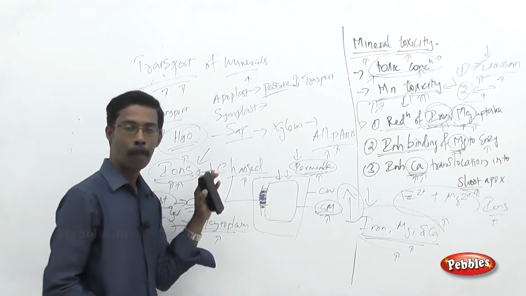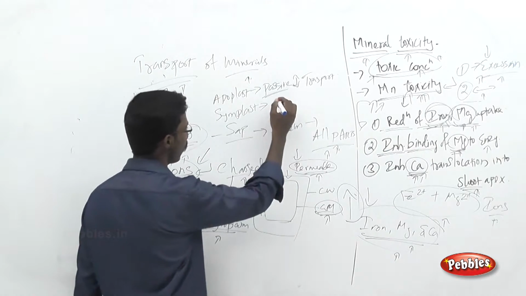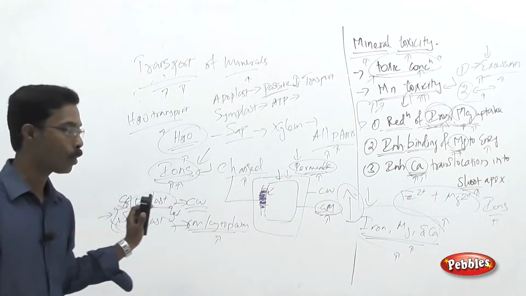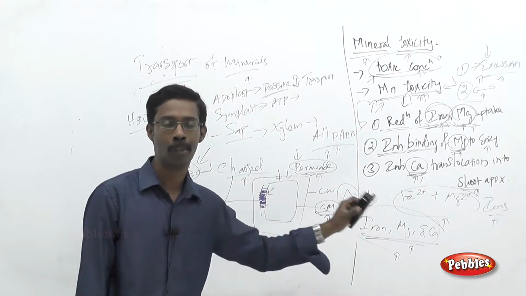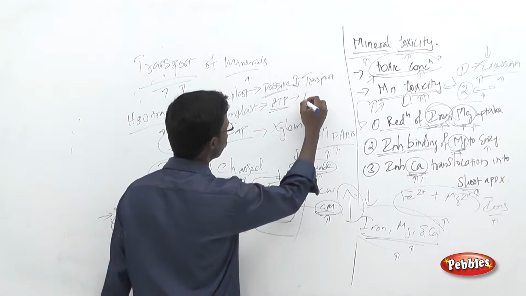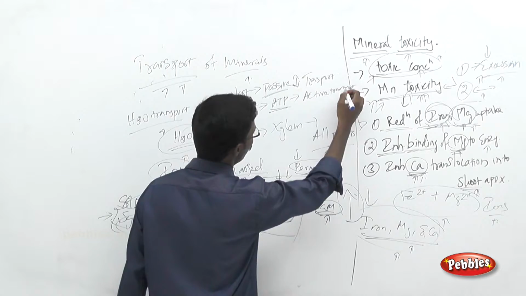And again, apart from the transport proteins, they need energy to transport. Without energy, the transport of ions through the cell membrane and through the cytoplasm will not be possible. Okay, so the simplest is active transport. This is what you have to remember.